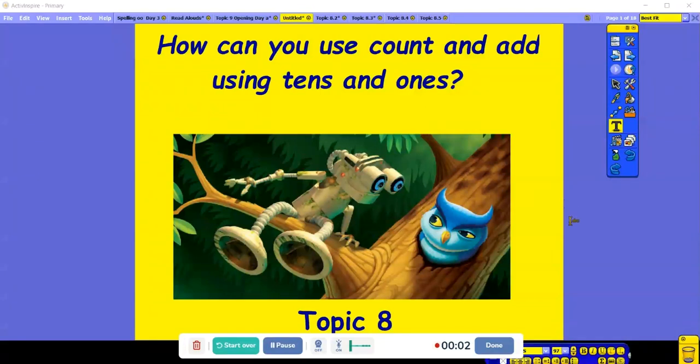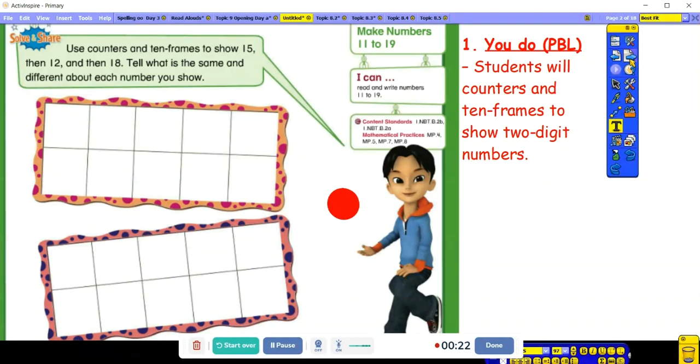Hello, I wanted to come on today and, for the first graders, do a quick review of some of the things that we covered during our topic 8 discussion on how you can count and add using tens and ones. We started off this topic by going back to our 10 frames. Up here it says use counters in 10 frames to show 15. And then we want to be able to tell what we notice.